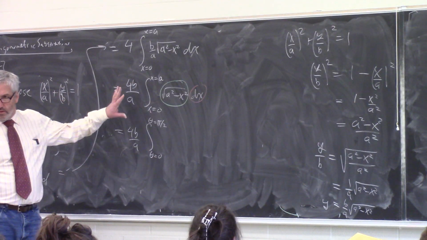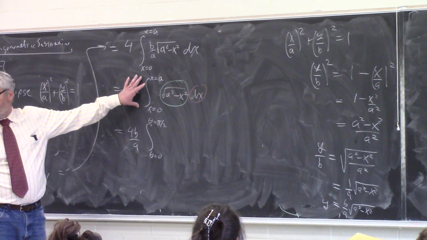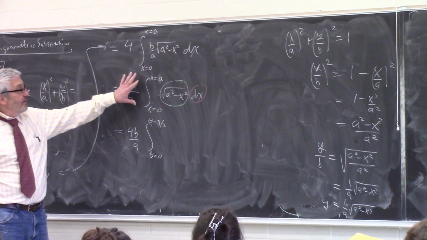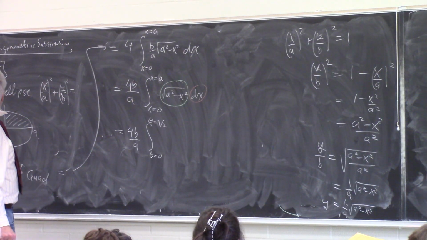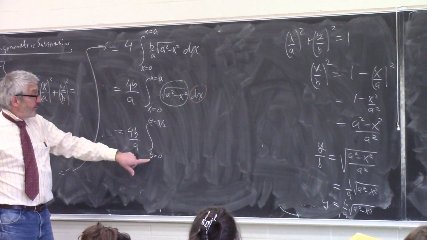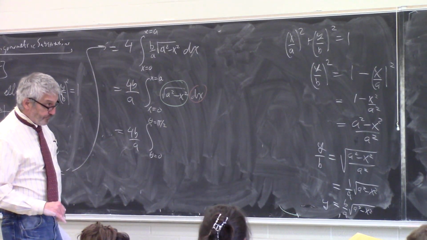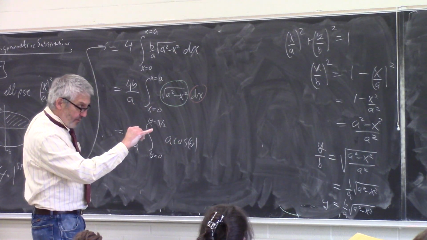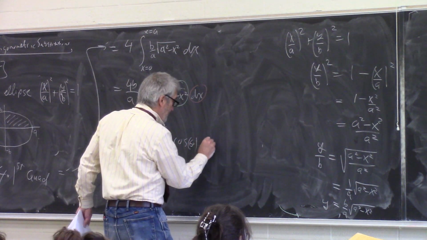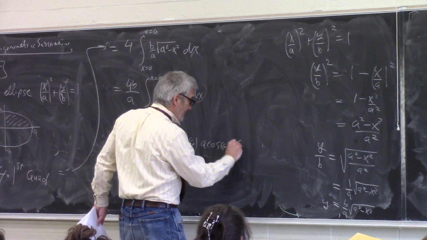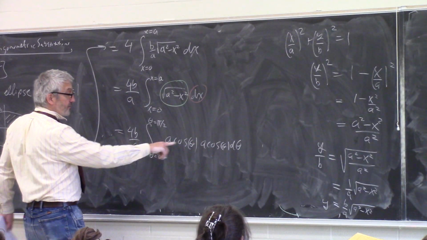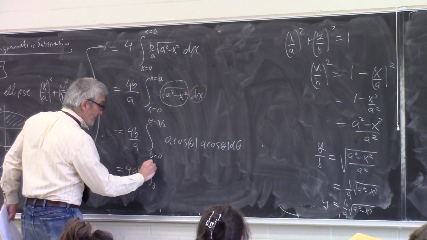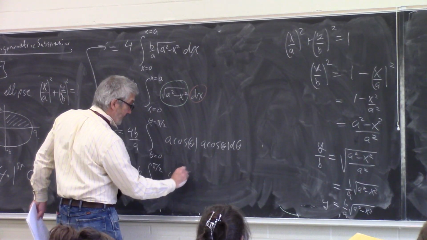This labeling of these endpoints with their variables, the books don't do that, but I think it's actually helpful to remind us that these numbers were numbers about x. These are numbers about theta. So I've got a cos theta, and then I've got dx is a cos theta d theta. So those a's get together, 2 a's on top, 1 a on bottom, so I end up with 4ab times the integral from 0 to pi over 2 of cos squared theta.